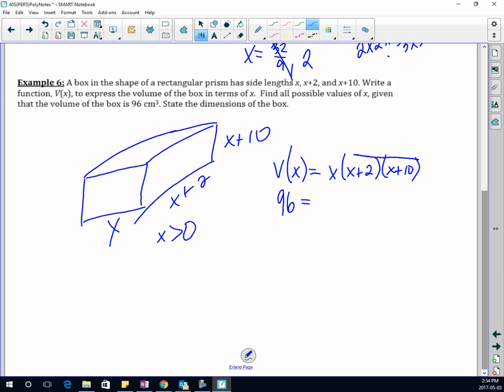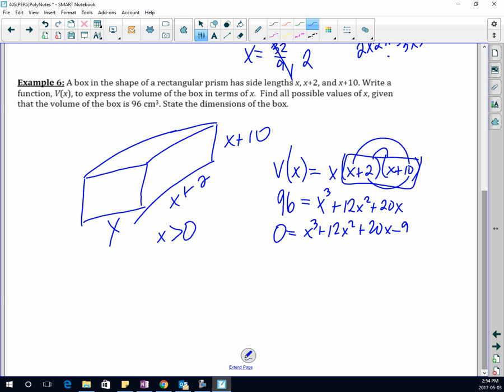Okay, let's FOIL this. x times x, x squared times x, x cubed. Outer I get 10x, inner I get 2x, so that's 12x. Times x is 12x squared. And then last is 20 times x is 20x. Okay, so I'm going to move the 96 over.